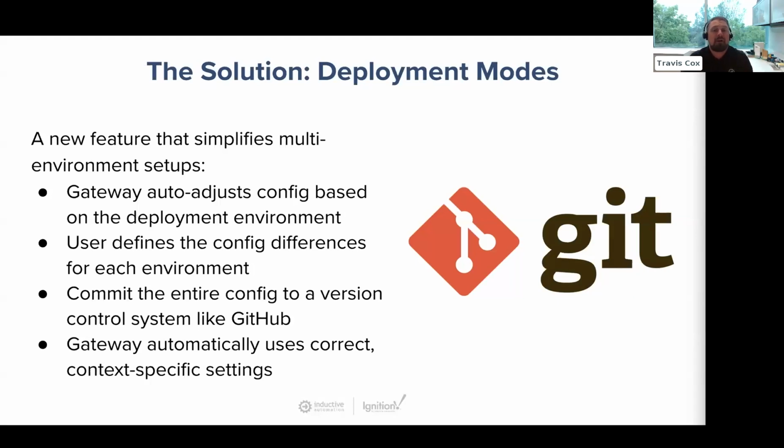With Git, developers can use branches to isolate experimental features or work on new features without impacting the main application. Developers can also use commits, which are data snapshots of changes that provide a full project history and allow you to revert mistakes with ease. And after you define and commit your configuration, the gateway then ensures it automatically uses the correct context-specific settings based on the mode that it's running in.